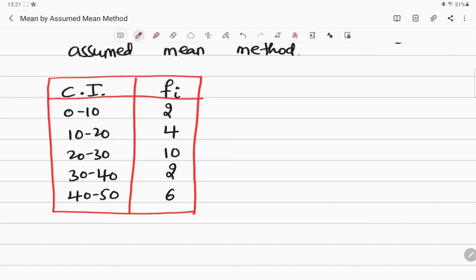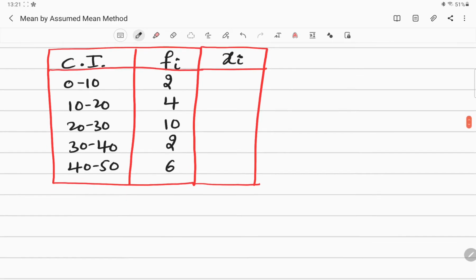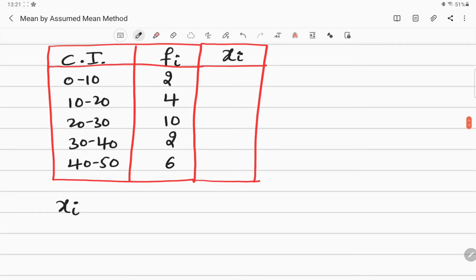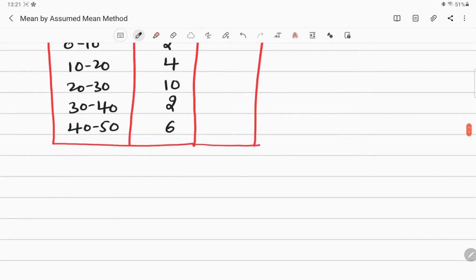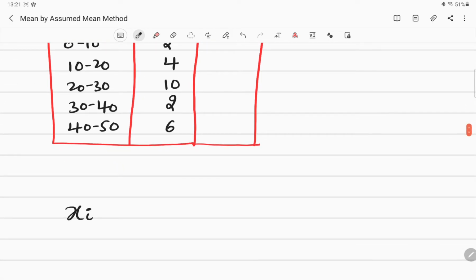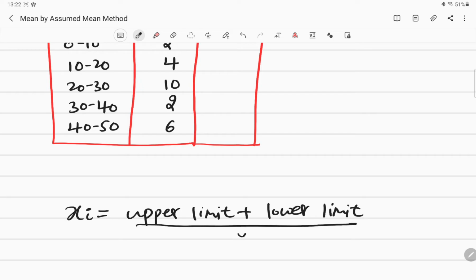The first step is quite simple. You have to add one more column here and call this xi. This is known as the class mark. You know the formula for xi, right? I'll give some space here to do all the calculations. So xi is equal to upper limit plus lower limit, or lower limit plus upper limit, no problem, divided by 2.